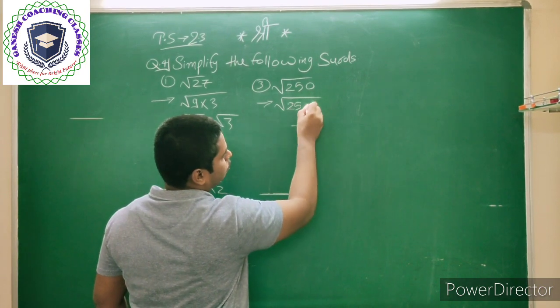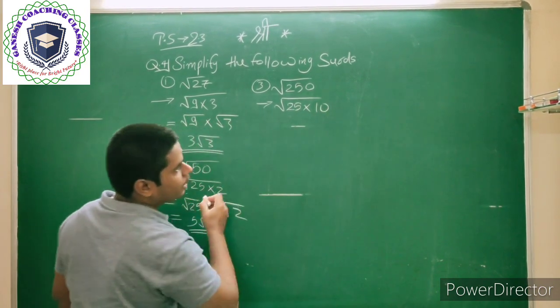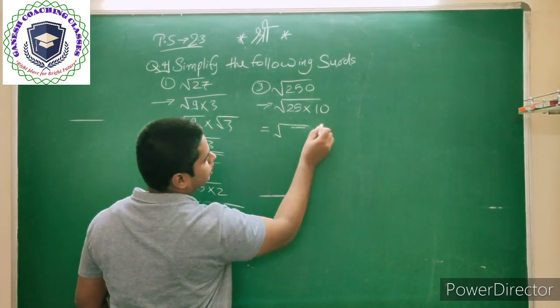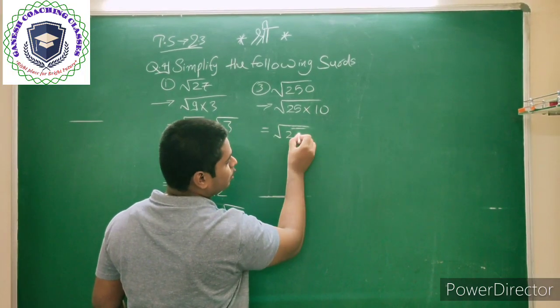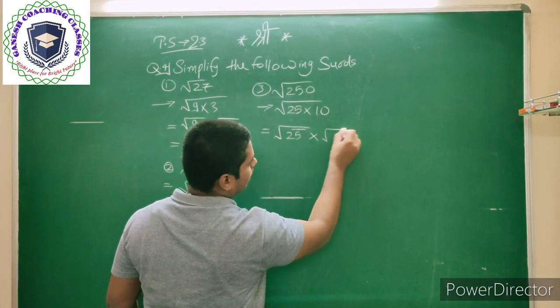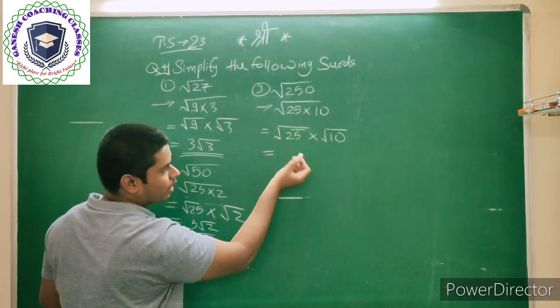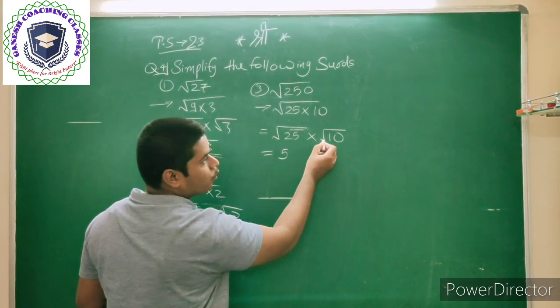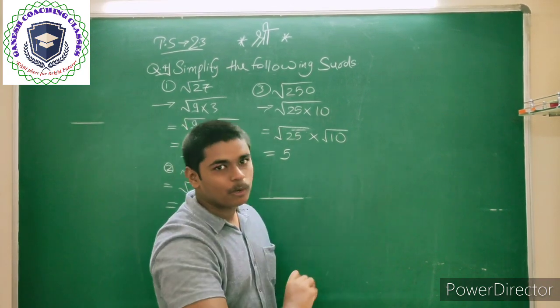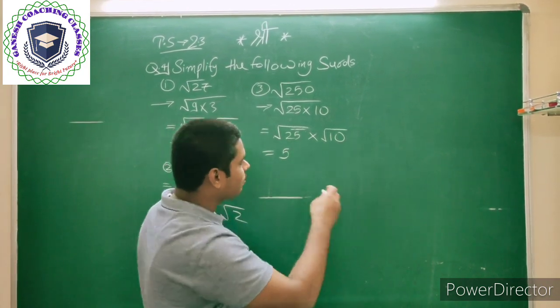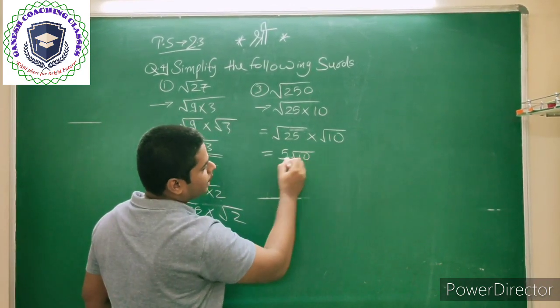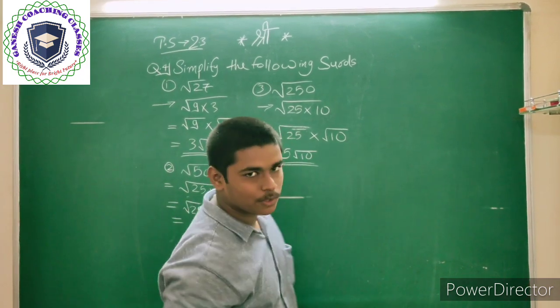Now we will split the root into individual numbers, that is 25 and 10. We have the predefined value of root 25, that is 5, and for root 10 we do not have a predefined value, so we will write it as it is. So here we get 5 root 10.